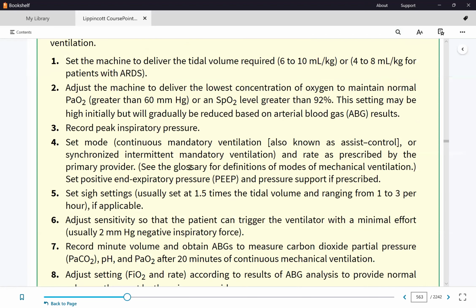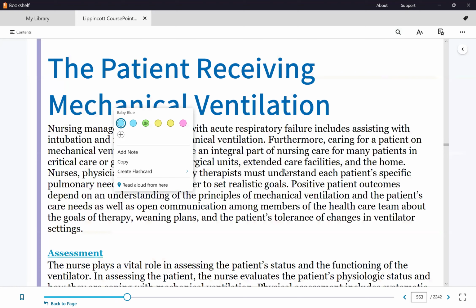Okay, here. PEEP. This stands for positive end expiratory pressure. To show you a graph.